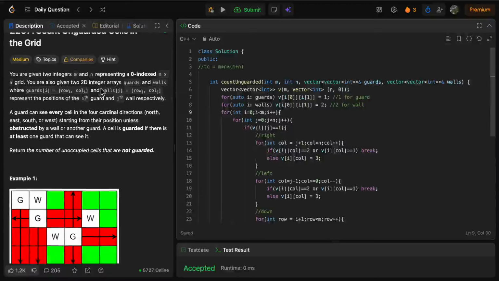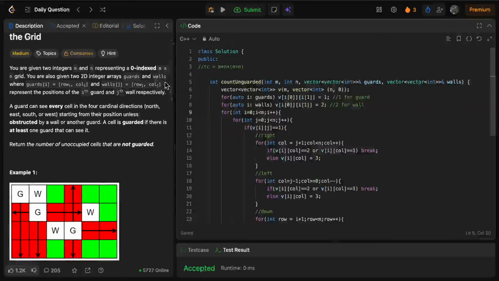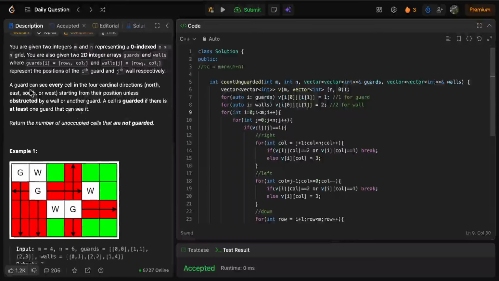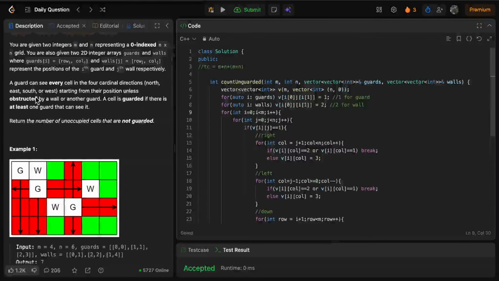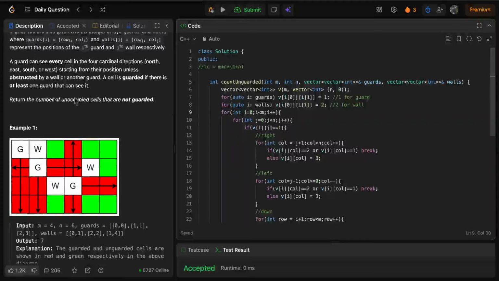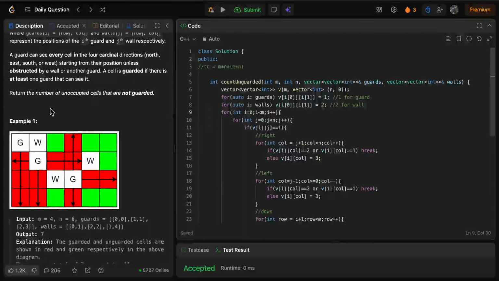You are also given two 2D integer arrays, guards and walls, where guards[i] is equal to row i and column i, and walls[j] is equal to row j and column j, representing the positions of the ith guard and jth wall respectively. A guard can see every cell in the four cardinal directions, that is north, east, south, west, starting from their position, unless obstructed by a wall or another guard. A cell is guarded if there is at least one guard that can see it. Return the number of unoccupied cells that are not guarded.